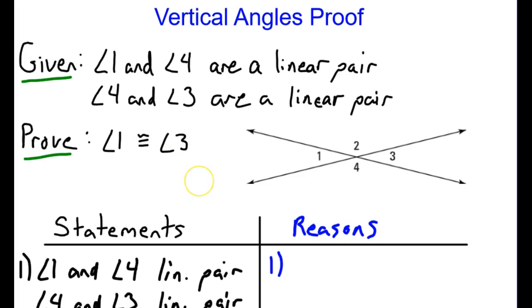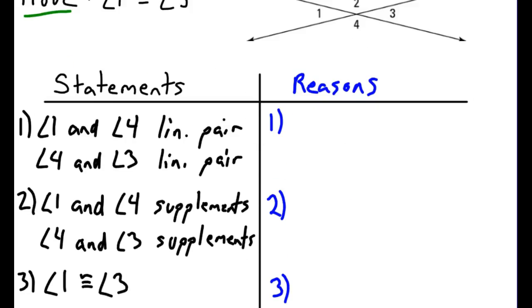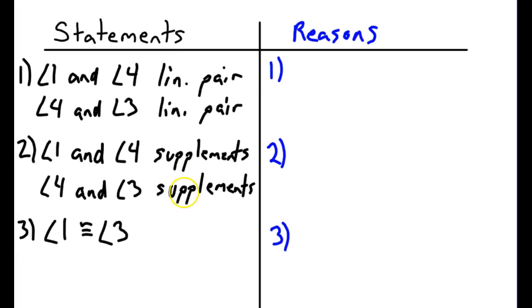Okay? So now we're going to look down below. Here's our setup for our two-column proof. On the left side, we're going to have our statements. And on the right side, we're going to have our reasons, kind of our justification. These are going to be our theorems and postulates that verify why those steps are true.